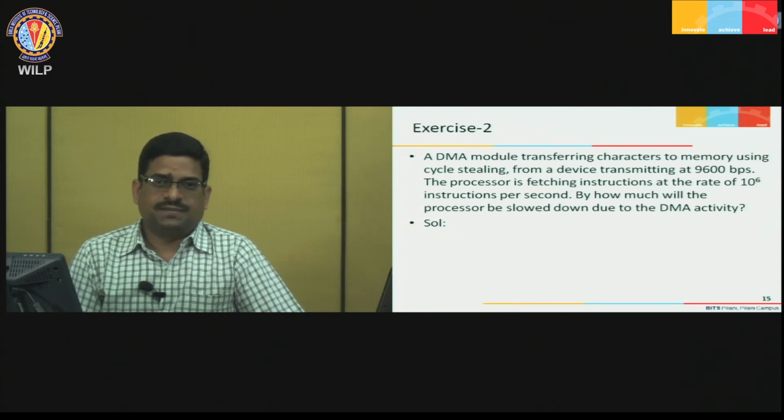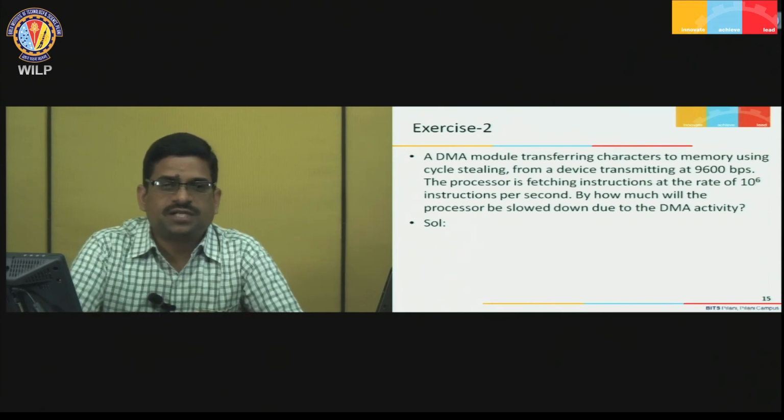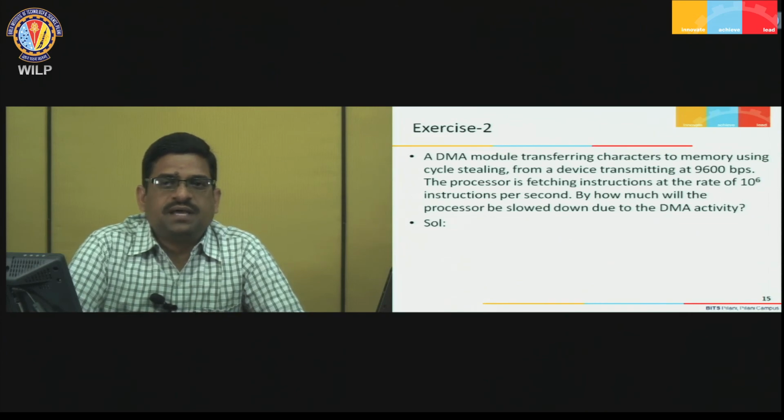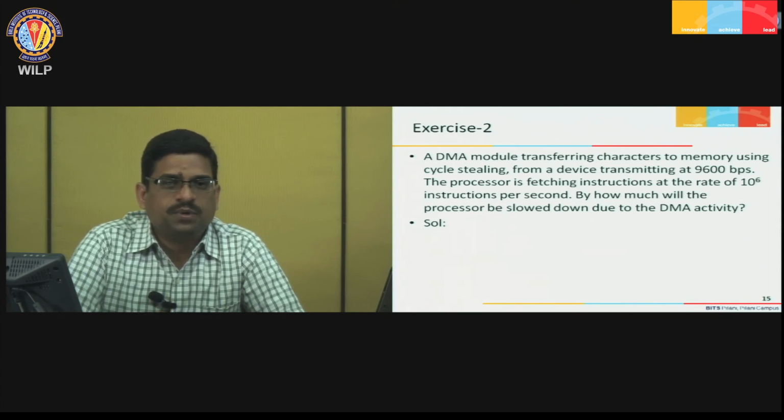Now the second exercise. It says a DMA module is transferring characters to the memory using cycle stealing from a device transmitting at 9600 bits per second. The processor is fetching instructions at a rate of 10 raised to the power 6 instructions per second. Now the question is, by how much will the processor be slowed down due to the DMA activity? In the last question we have not seen how the processor will be slowed down by the cycle stealing process, but in this question we are trying to compute how much the processor will be slowed down by the DMA stealing cycles.